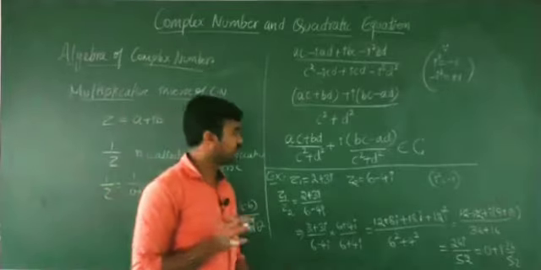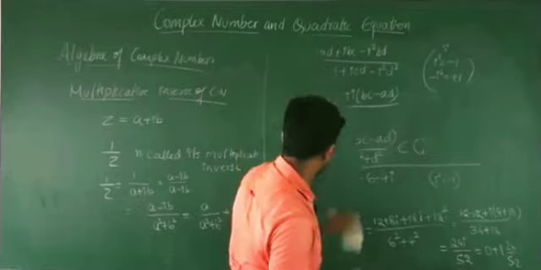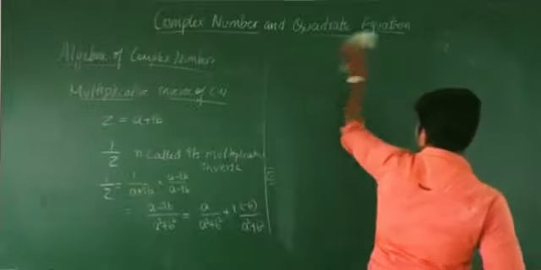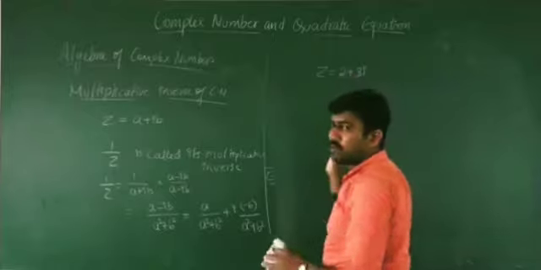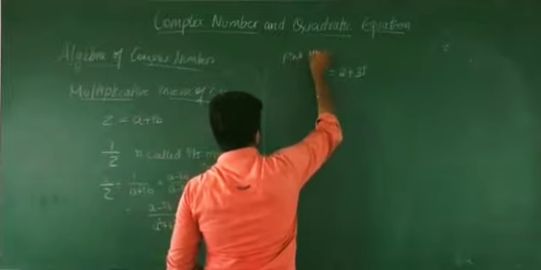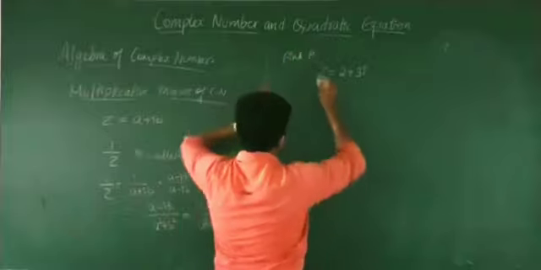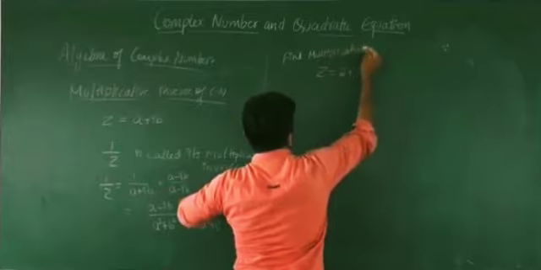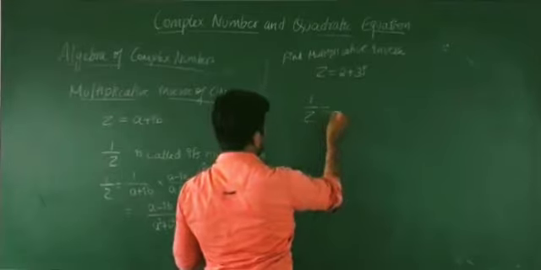For 1 mark they will ask to find the multiplicative inverse of a complex number. What is the formula? Okay, just check it. Okay, see, z is equal to 2 plus 3i, a simple complex number they have given, and they asked to find the multiplicative inverse. Multiplicative inverse of this complex number they asked to find. So to find the multiplicative inverse we need to find the 1 by z value.